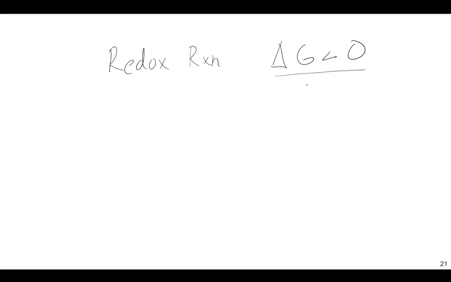In this video, we're going to talk about voltaic cells, which is really the basis of how batteries work. Say we have a redox reaction whose delta G value is negative. We know from previous lectures on thermodynamics that this means it's a spontaneous reaction.